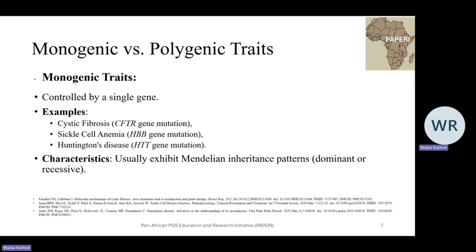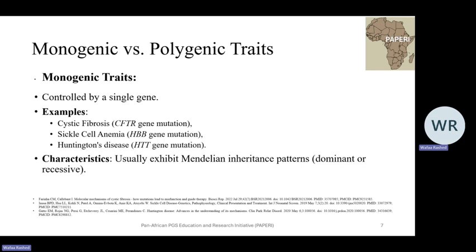So, what is the difference between monogenic and polygenic traits? Monogenic traits are traits controlled by, from the term mono, a single gene. An example of this is cystic fibrosis. Cystic fibrosis is caused by errors or mutations in the cystic fibrosis transmembrane conductance regulator, or CFTR gene, which results in either no CFTR protein being made or a malformed CFTR protein that cannot perform its key function in the cell.